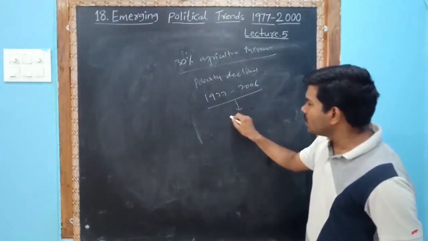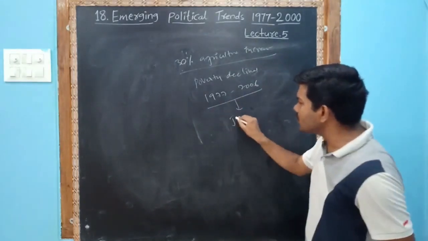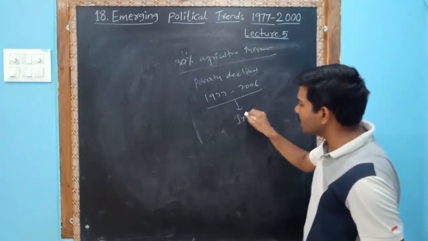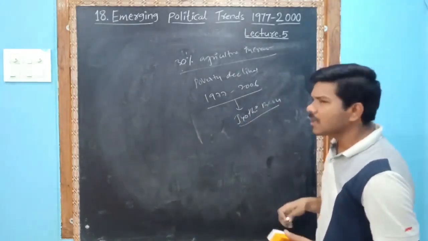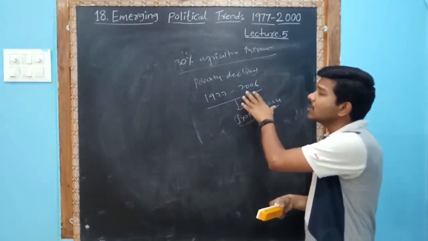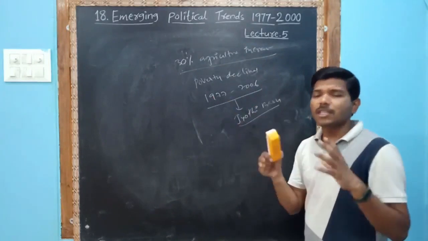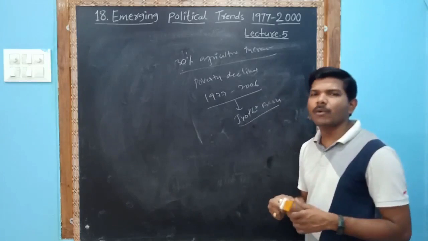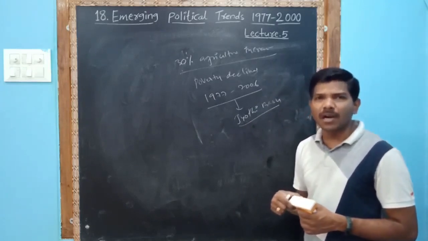This party ruled for 26 years, I think, more than 20 years. Jyoti Basu was the longest-serving CM, from the Communist Party, the Left Front. From 1977 to 2006, this party was completely in power in West Bengal. Now the government in West Bengal is the Trinamool Congress, TMC.